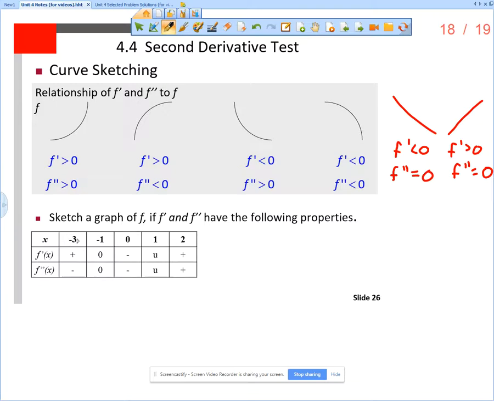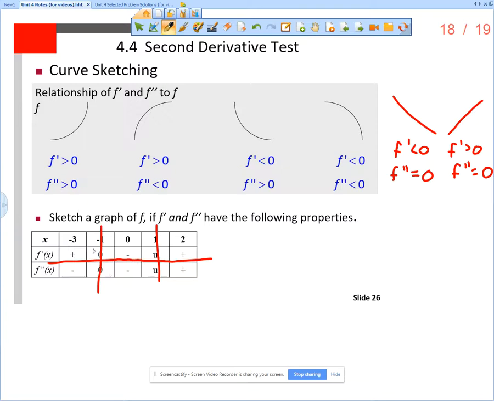So this first example says, sketch a graph of f if f prime and f double prime have the following properties. f prime is negative, then 0, then negative, positive, then 0, then negative, then undefined, then positive. f double prime is negative, 0, negative, undefined, positive. Really, all this is a sign analysis chart, with f prime above and f double prime below.